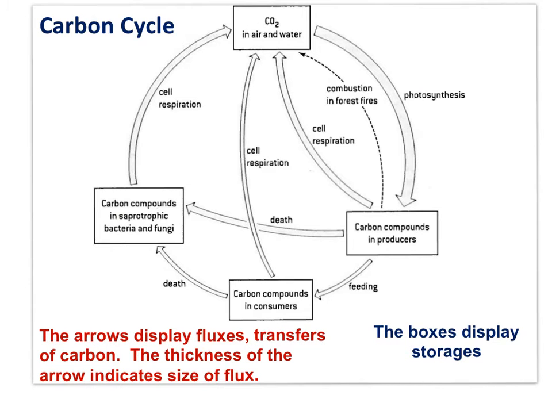Here is a very simplified diagram of carbon cycling. The arrows display fluxes, transfers of carbon. Get to know the term flux. The thickness of the arrow indicates the size or the magnitude of the flux. The boxes display storages. Spend some time studying this image.